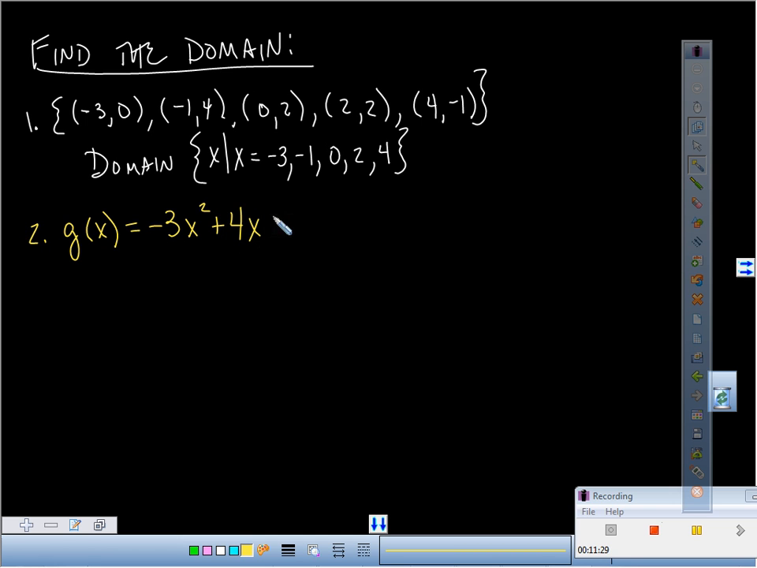-3x squared plus 4x plus 5. Don't say it, just write it down. You find it. You don't have to use that. I'll put it in both of them. Let's do it in both, okay? This one you can't really write in interval notation because it's, what's that called? What's that function called?